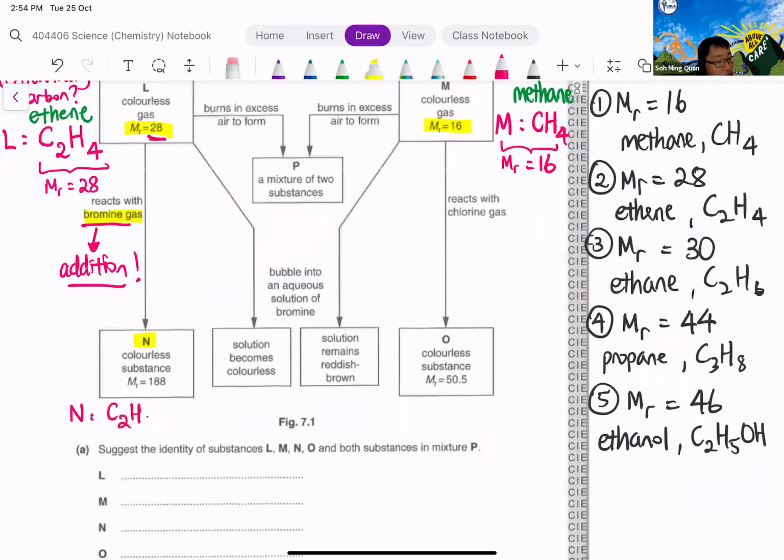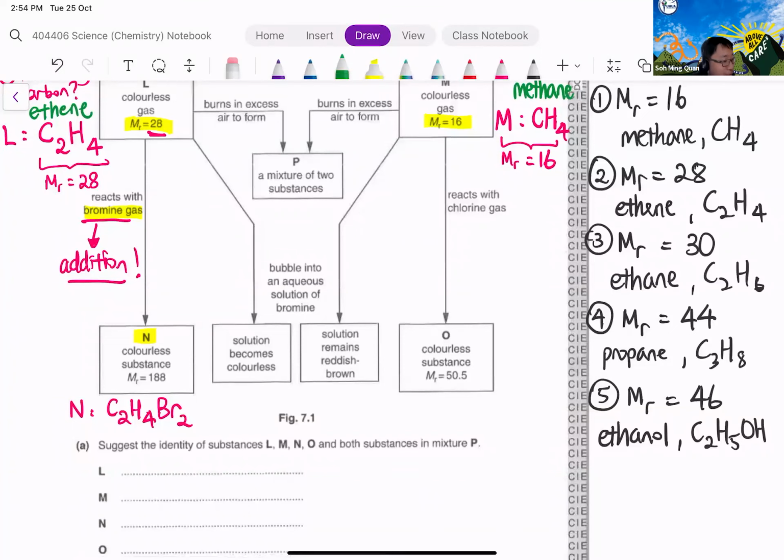Addition means you don't remove H, you just add on the bromines. But how many bromines do you add in? The answer is 2. Okay, so this one is where I scare you with the name. So firstly, L is ethene. Now you can write the formula, you need not name it, because actually if you look at the question, they just say suggest the identity. So you could just write the formula. So L is ethene, N is 1,2-dibromoethane.